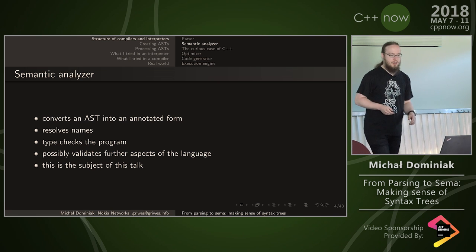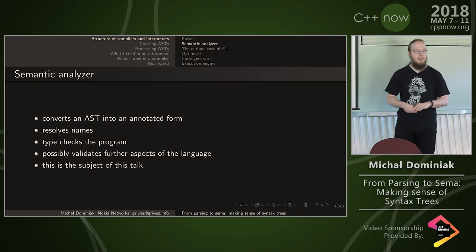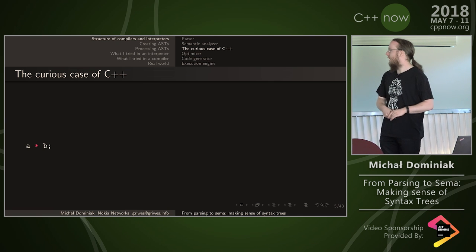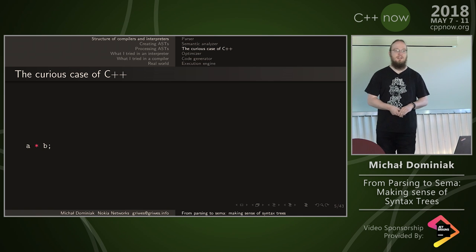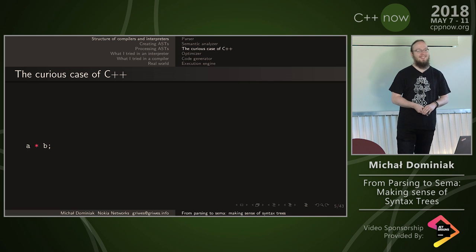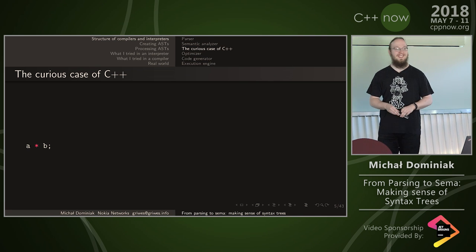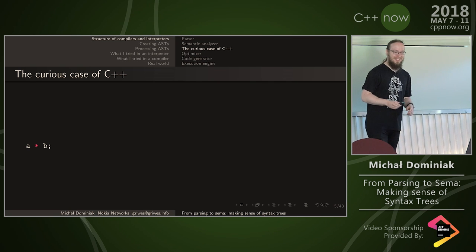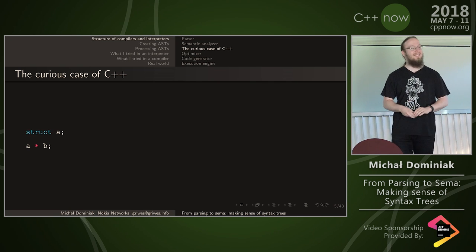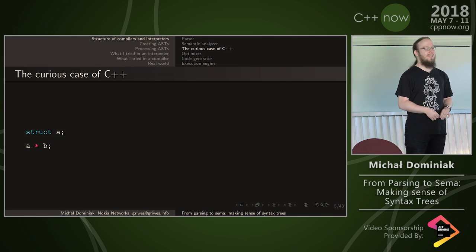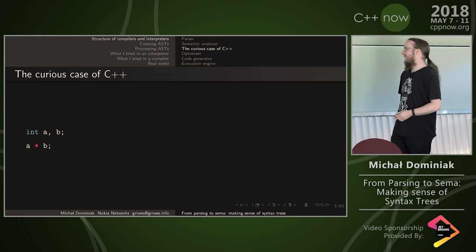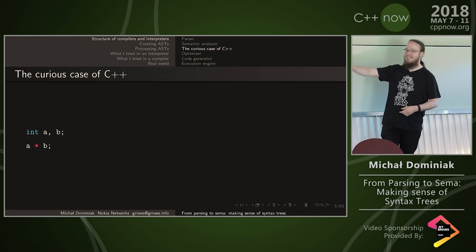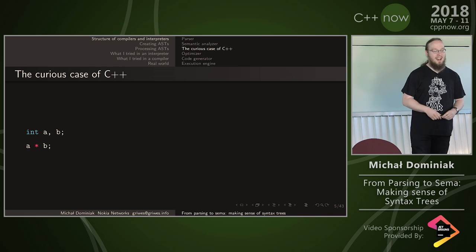So this is the part that I want to talk about. The case of C++ is very curious because what does this line of code mean? Whatever you want. That's quite a good answer. Because what does it mean now? It's a pointer declaration. What does it mean now? It's two declarations. No, the line. Yeah, it's multiplication.